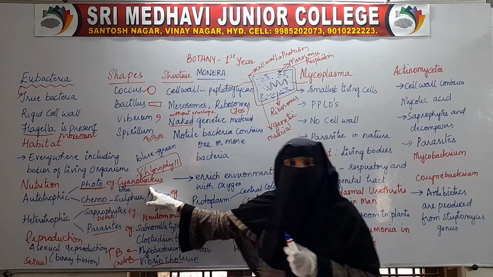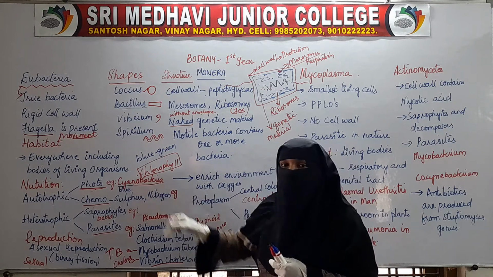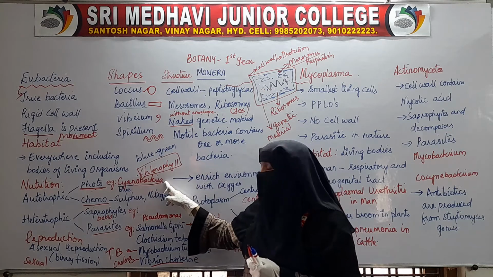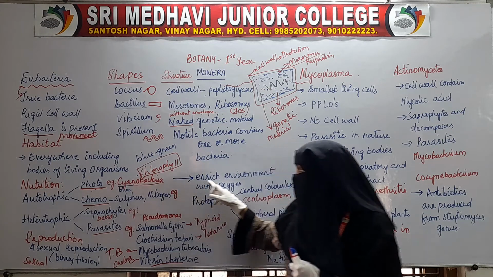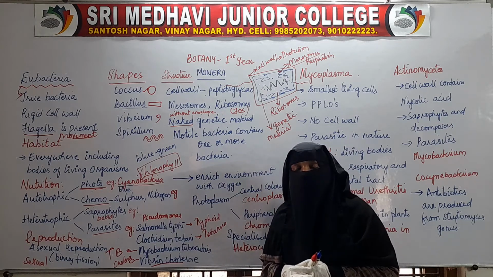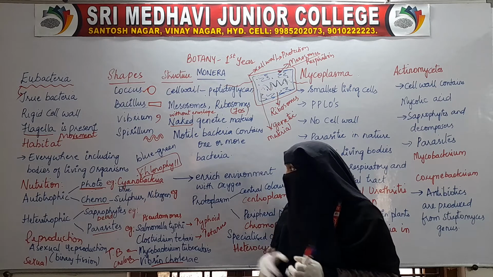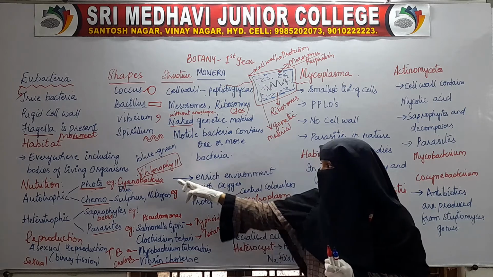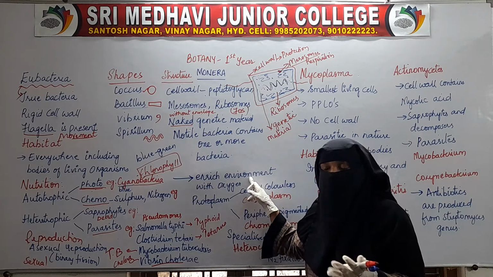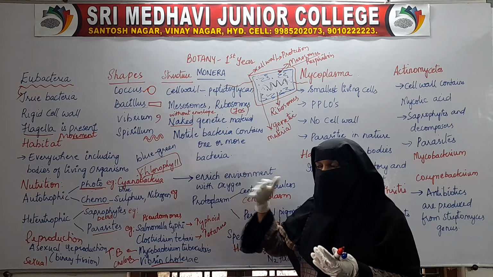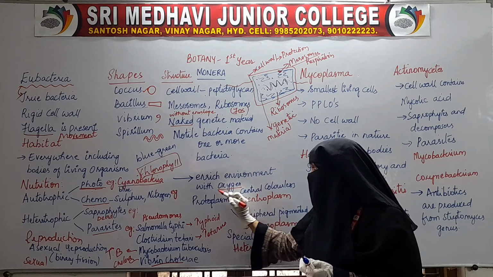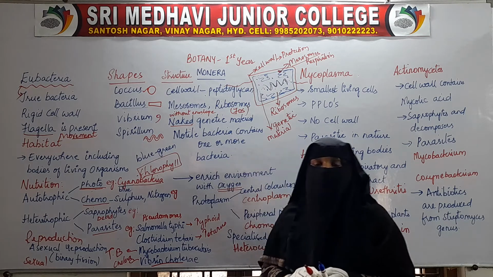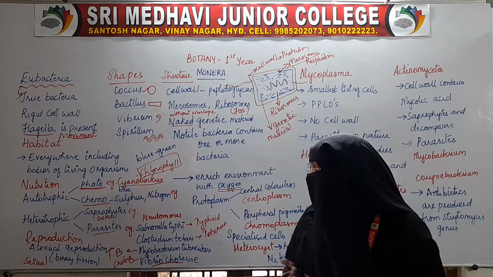Now coming to the Cyanobacteria. Cyanobacteria, we already said, are the blue-green bacteria. They are photosynthetic in nature. When they perform photosynthesis, oxygen is released. So cyanobacteria enrich the environment, providing the surrounding atmosphere with oxygen. That is why they are called oxygen enriching bacteria.